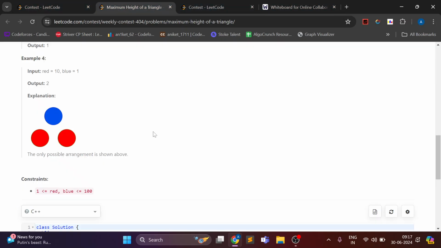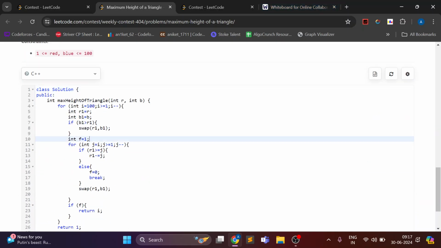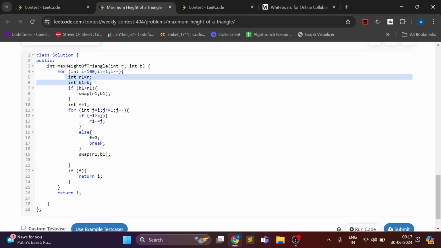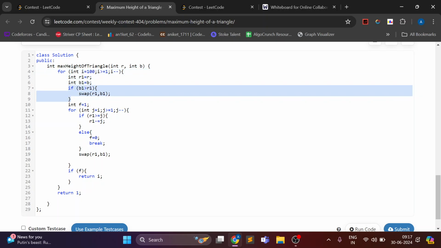So we had to just implement this brute force. What I'm doing is iterating from 100 to 1. I declared temporary variables r1 and b1, and if b1 is greater than r1, that means the number of blue balls is greater than r1, I will just swap them.